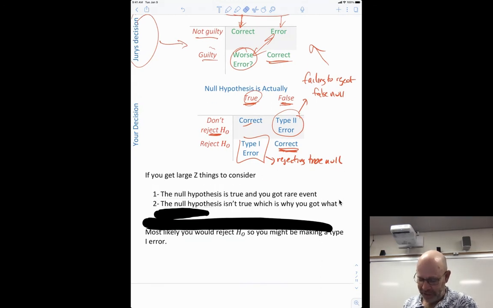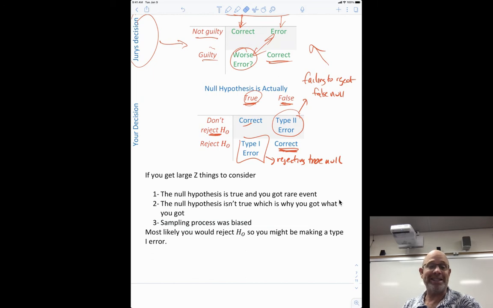All right, so this is just a couple little things. If you get a large z-score, we're going to reject the null, right? But it's possible that the null hypothesis was really true when you rejected it. So one of three things happens when you get a large z-score. Either you rejected a true null, which means you got a rare event, which is going to happen, by the way, if you do 95%, it's going to happen 5% of the time. That's one thing that could happen.